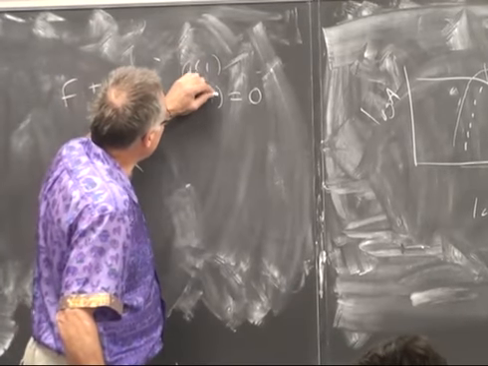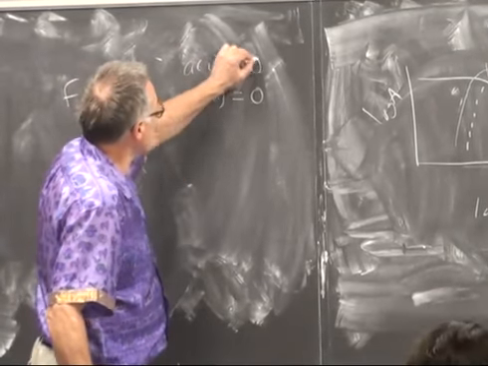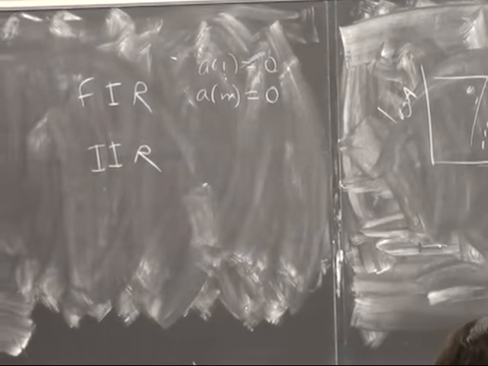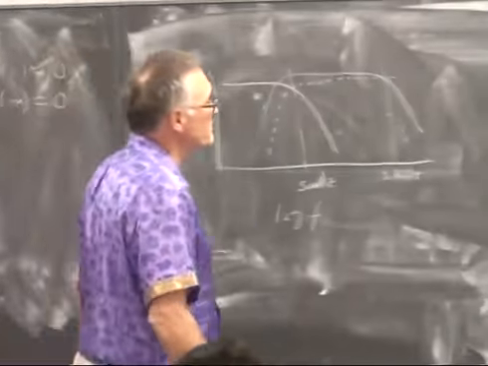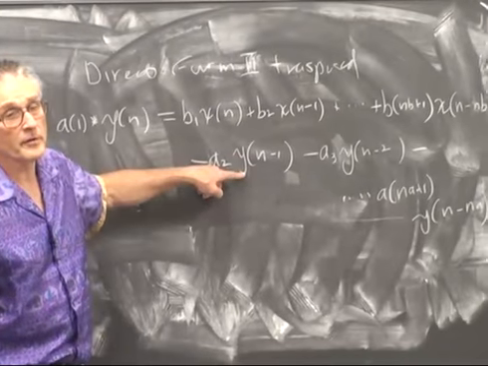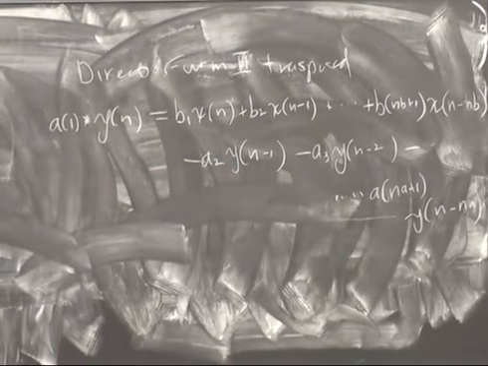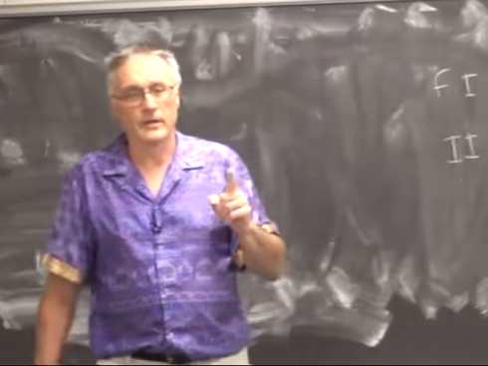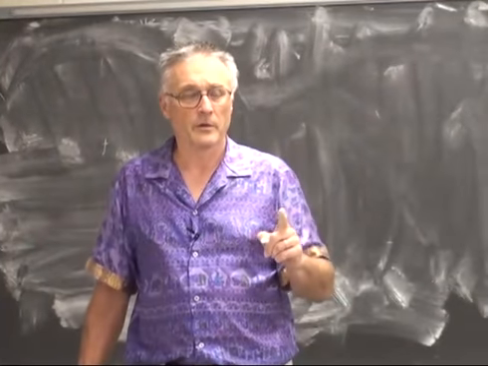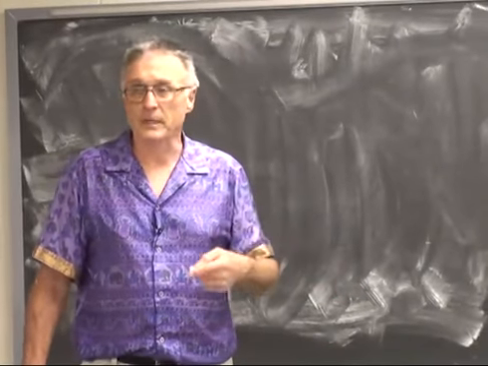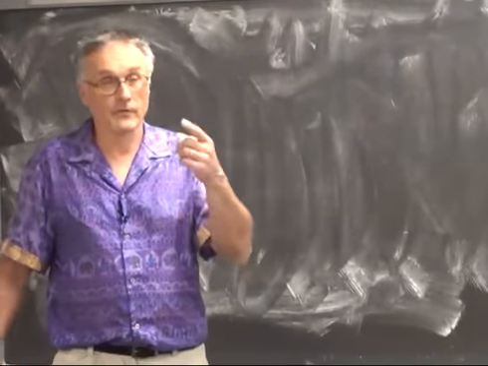A1 to ANA equals 0. So for a finite impulse response filter, only inputs are used and no outputs from the filters. As soon as you include one output, then you have an infinite impulse response filter, meaning that the output in some sense decays exponentially for a very long time.